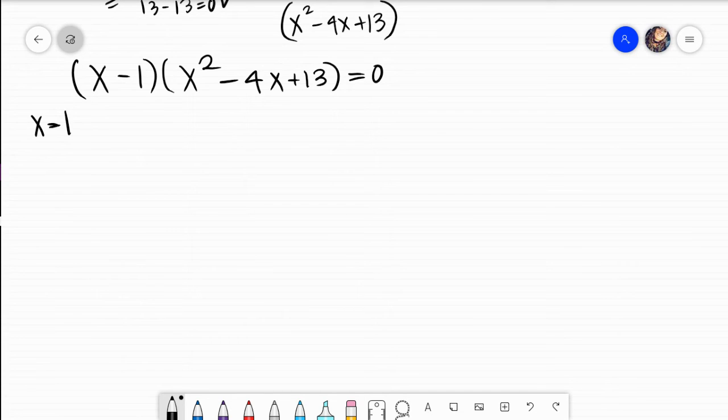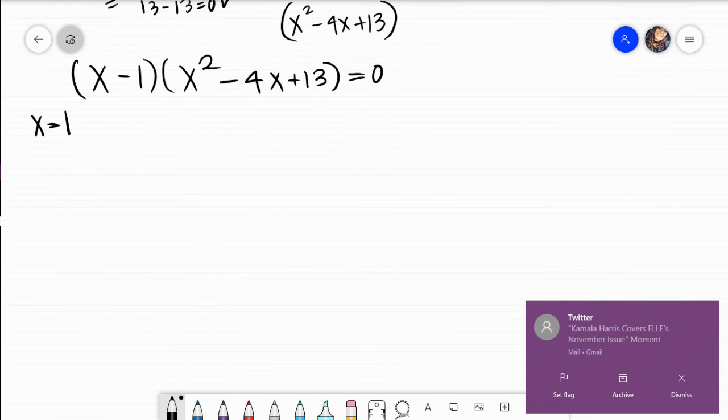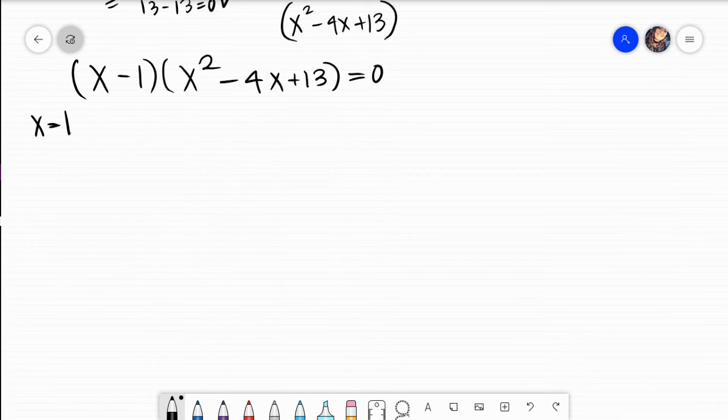and a positive 13. If I look at that and I consider doing the AC method, what happens is I have my a times c, which is 13. That's prime. The only factors are 1 and 13. So in no way, shape, or form can those factors combine together to give me a negative 4, correct? So that lets me know what I actually need to do is the quadratic formula. My a here is 1. My b is a negative 4.